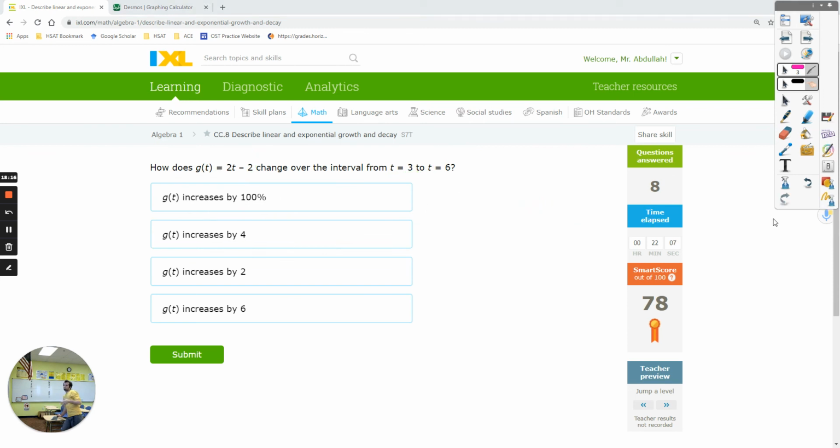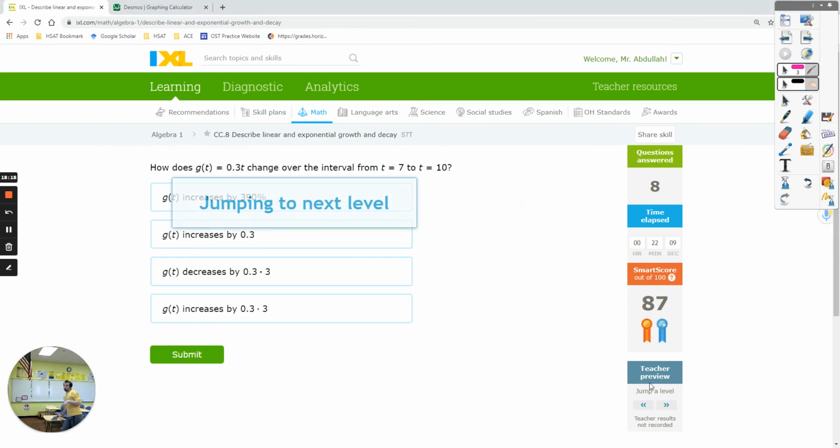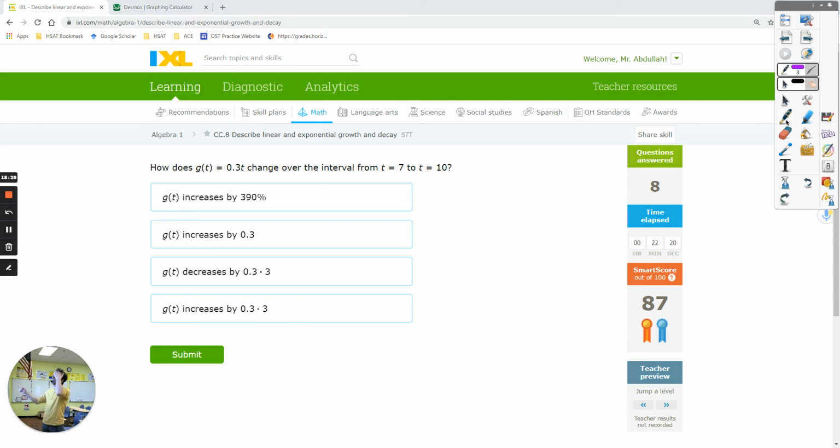Okay, this looks pretty similar. Let me skip a level and see if the questions get any harder. Let's do this one, even though it's a decimal. I know some of you will want to get up to 100. So same concept. Plug in that number first and then the other one. So g of 7 equals 0.3 times 7. When you multiply these two, the answer is going to be 2.1.